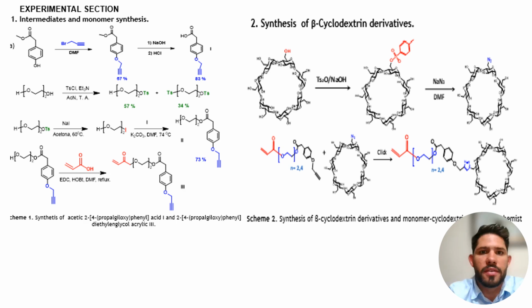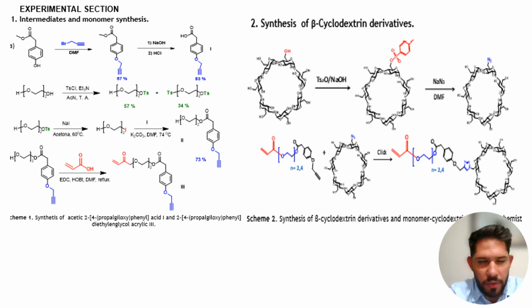The experimental session number 1 presents the monomer synthesis and intermediates using classical organic reactions such as Williamson etherification, nucleophilic substitution, and Steglich esterification. And we can also observe the principal yield of this kind of reaction that we made at the lab.